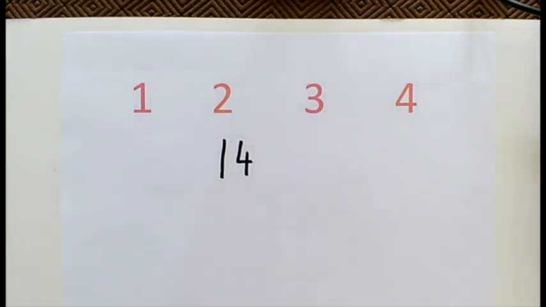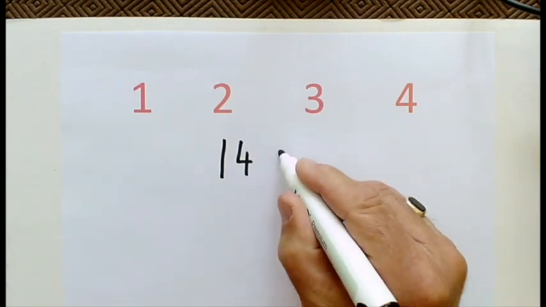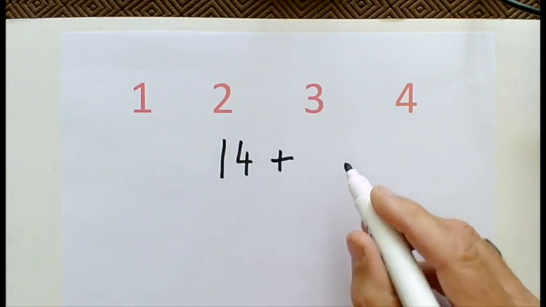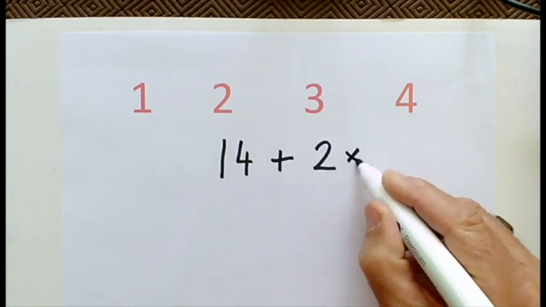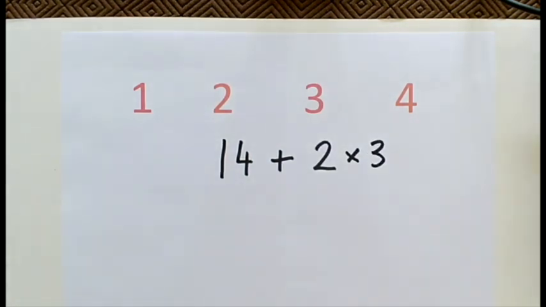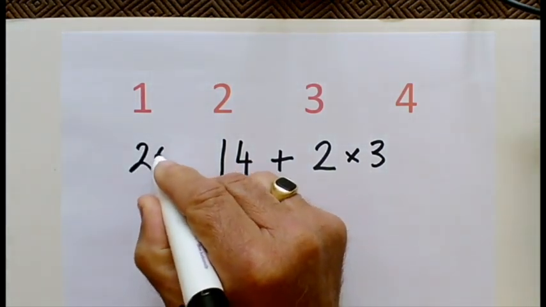14, that's used the 1 and the 4. 2 threes are 6, so I might want to do 14 plus 2 times 3. And 14 and 6 is 20. So I have made 20.